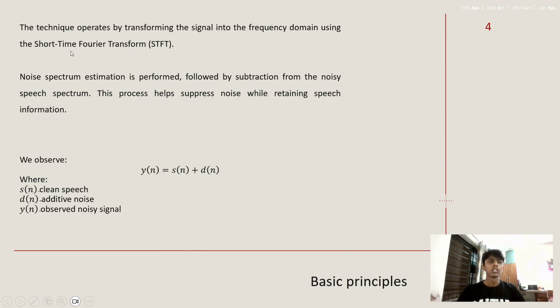The main technique that we'll be using to convert it into the frequency domain is the short time Fourier transform, also known as STFT. As I said, we will be removing the noise from the audio signal. Here, y(n) is the observed noisy signal, s(n) is the clean speech which we want, and d(n) is the additive noise which we have to remove from the audio signal. Doing this helps us retain the speech that the audio signal gave.